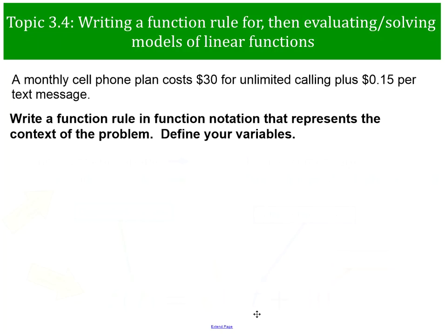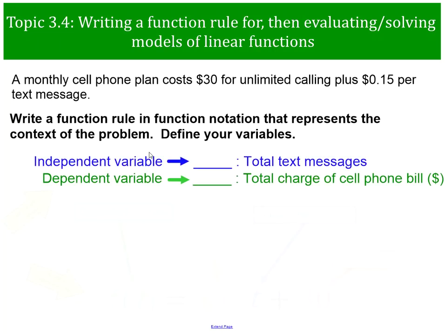Okay, write a function rule for this contextual situation. A monthly cell phone plan costs $30 for unlimited calling plus 15 cents per text message. So in the last class, we went over identifying independent and dependent variables. In this case, the total charge of my cell phone bill depends on how many text messages I send. The total charge is the dependent variable, and the total text messages is my independent variable.